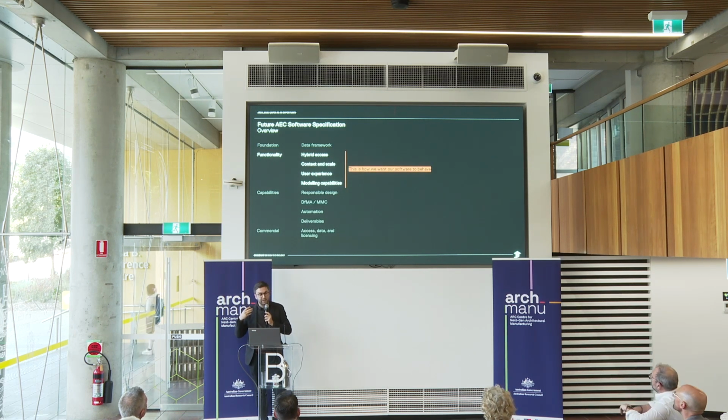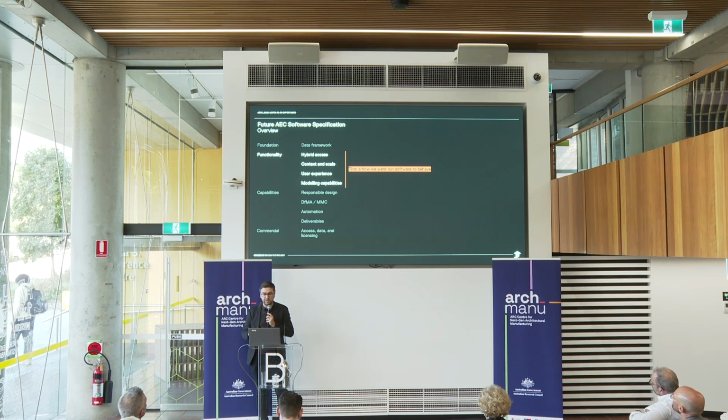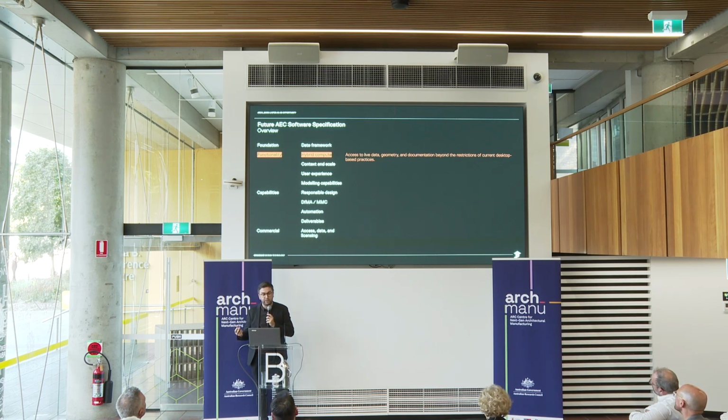The next section is looking at functionality. This is how we want our software to behave. This is the qualities, the experience that we as users want to actually have from our software, which we aren't necessarily seeing from the major softwares that we use today. These can be hybrid compute. We shouldn't be tethered to one single desktop. We should be able to work on desktops, work remotely. Our managers should be able to take a tablet, do whatever they need to do. We should be able to work in the same design files across whatever medium we want to.